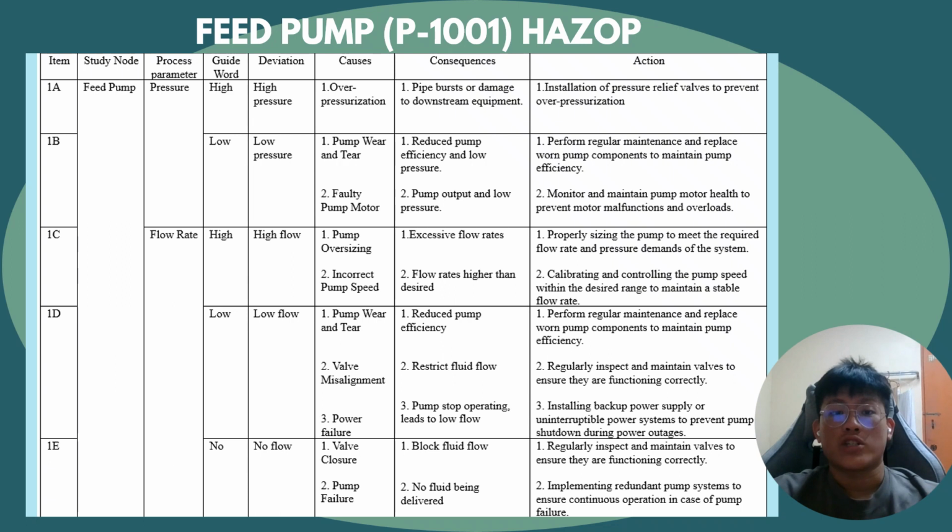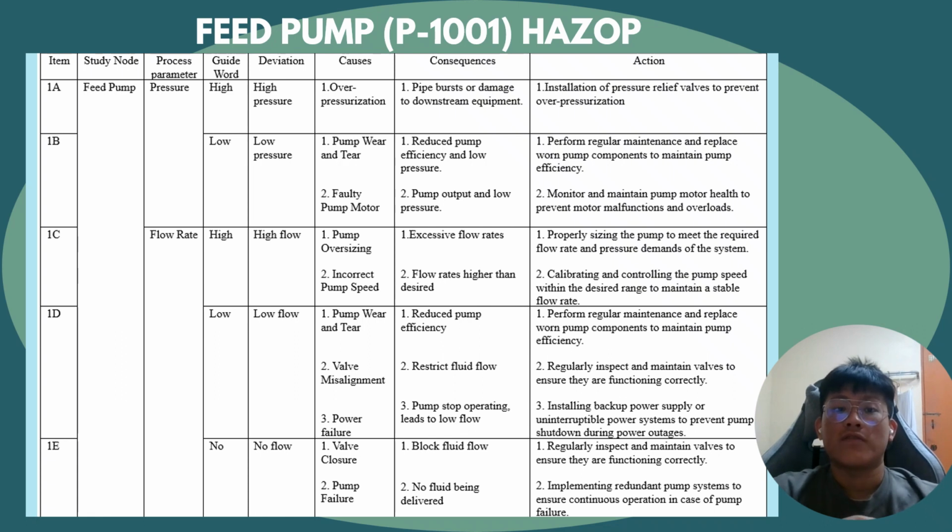For low pressure situations, potential issues such as pump wear, faulty pump motors, and reduced pump efficiency were highlighted as causes for concern. To address these problems, the hazard analysis suggested performing regular maintenance, replacing worn pump components, and actively monitoring the pump motor's health to prevent malfunction and overloads.